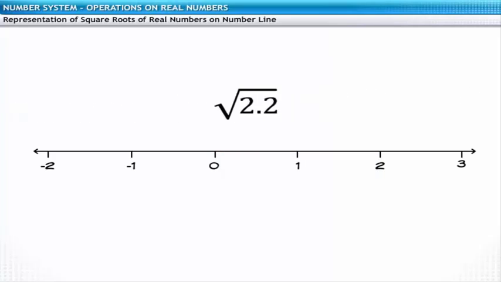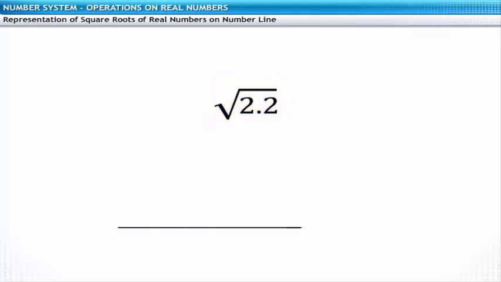To determine its position on the number line, we first find the value of the square root of 2.2. We'll find it geometrically. First, we'll mark the distance 2.2 on a line. Let's represent this distance as AB. Next, we mark a distance of 1 unit from B and represent the point as C. Let's represent the midpoint of AC as O.